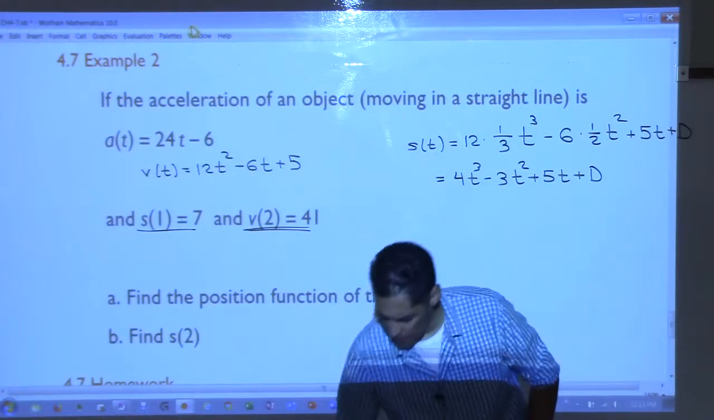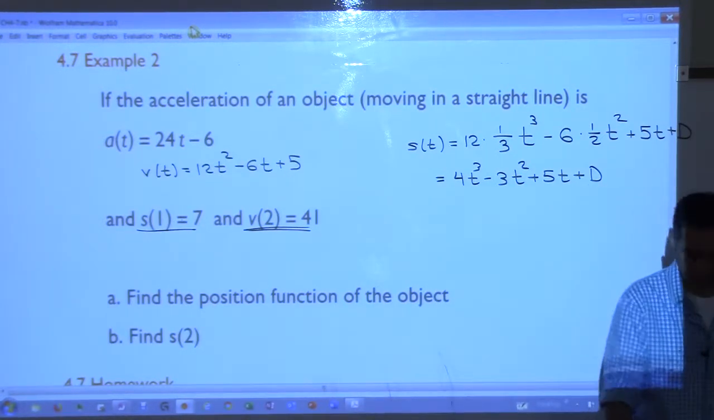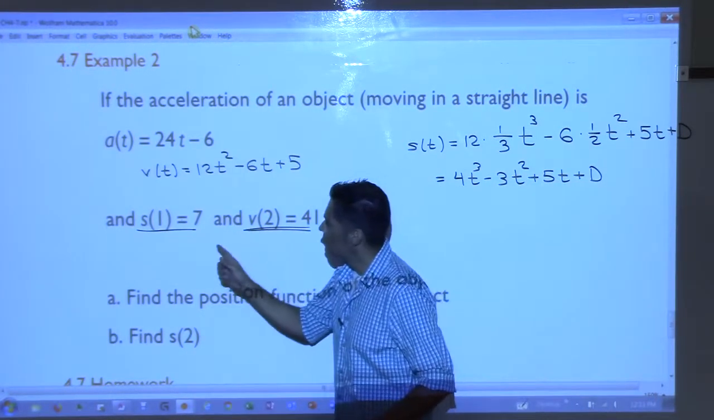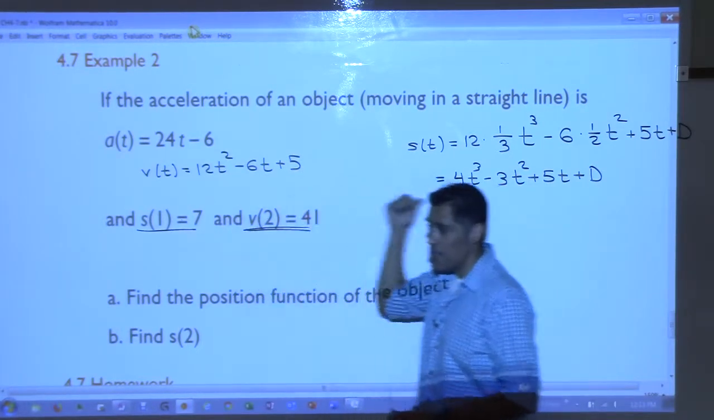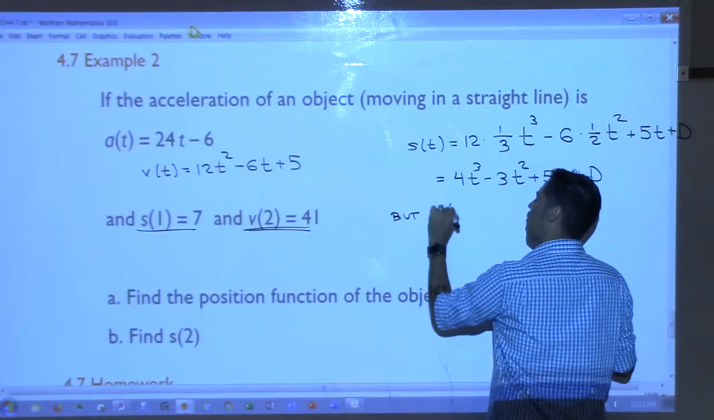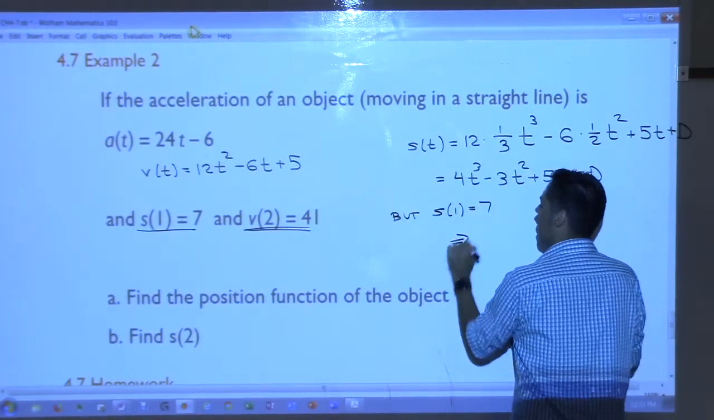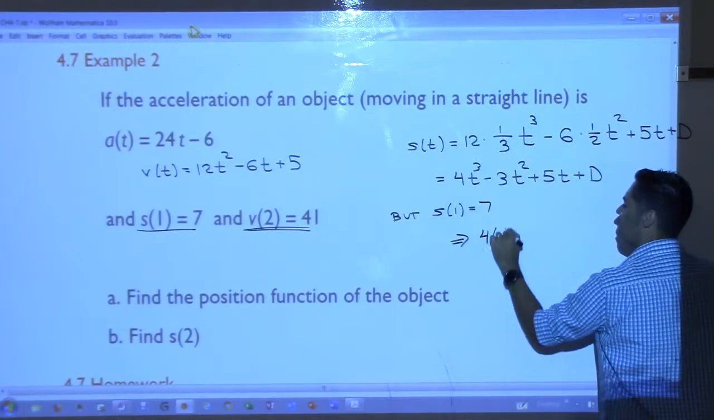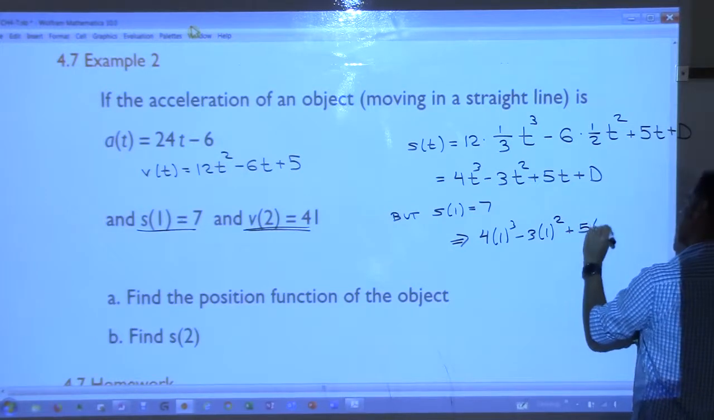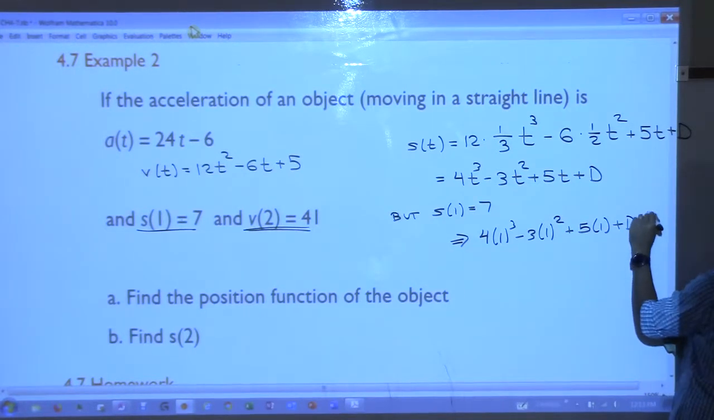Martin, I think you know what to do, yes? We'll plug in 1 and 7. So we know 1 goes into this, it should spit out 7, right? So we say S of 1 equals 7, which implies that when 1 goes into this, 1 cubed minus 3 times 1 squared plus 5 times 1 plus d, we need to get out 7, right? And then you just solve this for capital D.